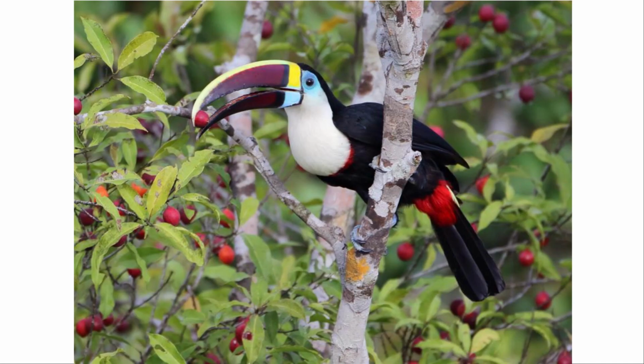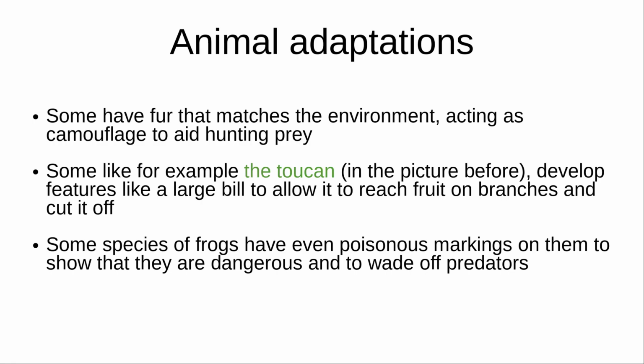You will also need to know about how plants and animals adapt to their physical conditions. Animals will have their adaptations to usually better catch prey or escape predators. Some have fur that matches the environment, acting as camouflage to aid in hunting prey. Some, like for example the toucan, develop features, like in this case a large bill, to allow it to reach fruit on branches and cut it off. Some species of frogs have even poisonous markings on them to show that they are dangerous and to ward off predators.